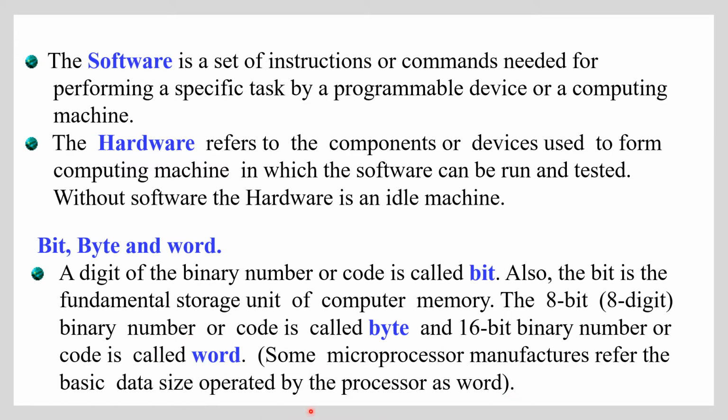So they say word. Okay, so a bit is a single bit, either 0 or 1. A group of 4 bits is called a nibble. A group of 8 bits is called a byte and 16 bits is called a word. So I think it's clear to you, bit, byte and word.